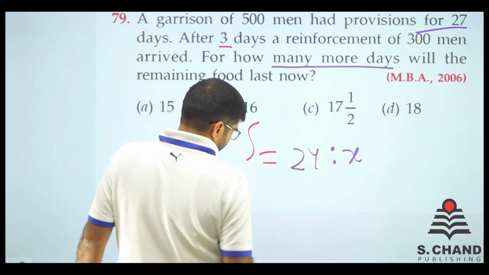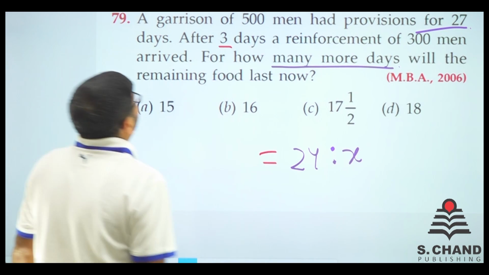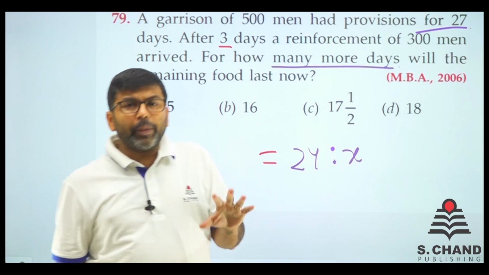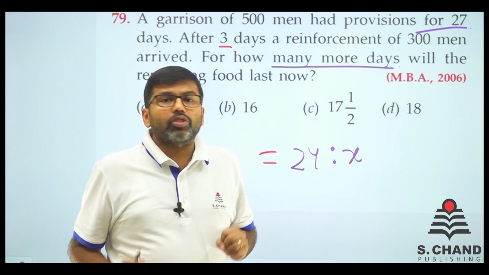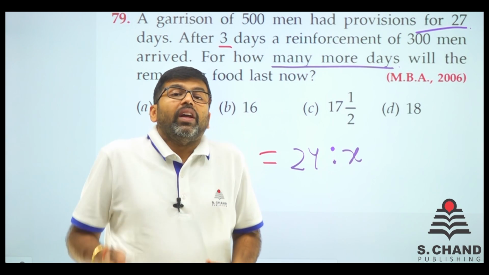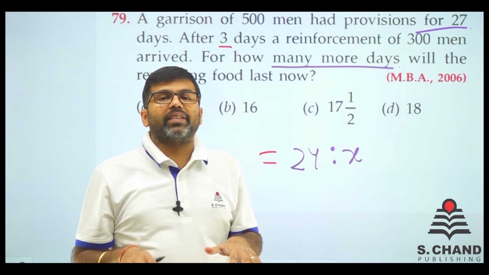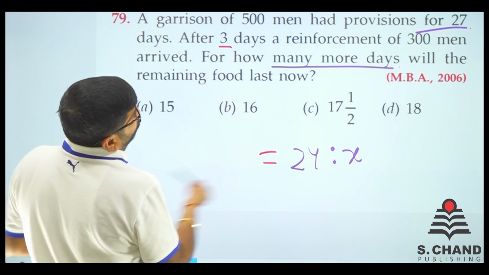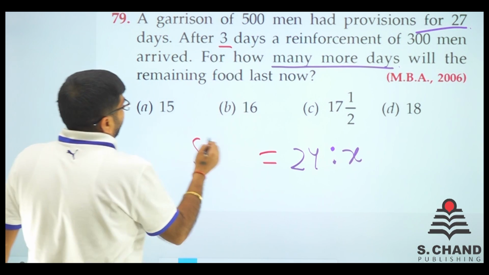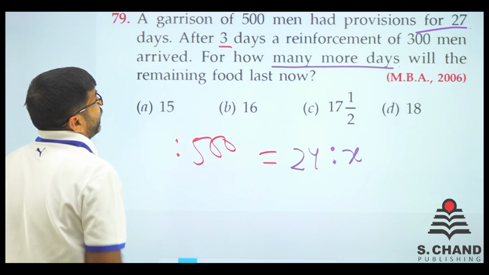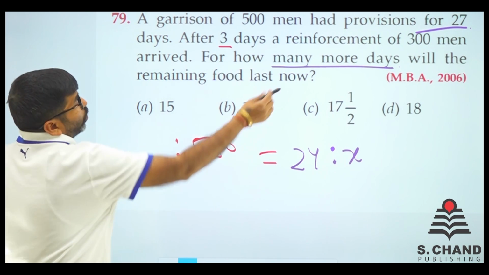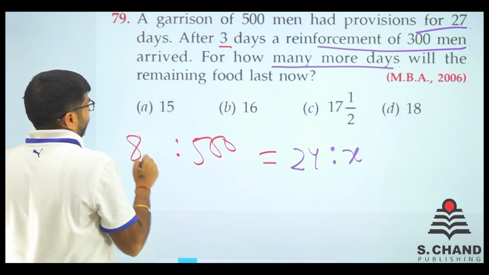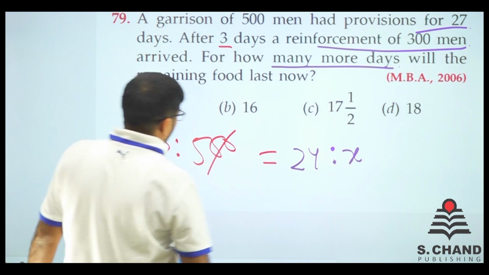Now this side we have people. So more people, less days, because if there are more people, they'll eat more. It will last for the lesser days. So we'll do the reverse one, inverse one. So 24 के साथ है 500. So we'll write over here and we'll multiply it with 300 more. So 300 plus 500 is 800. So we get all zeros gone.